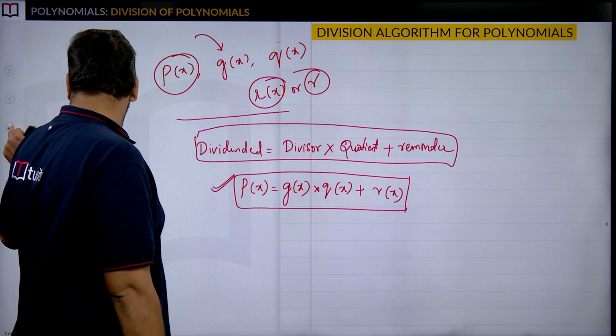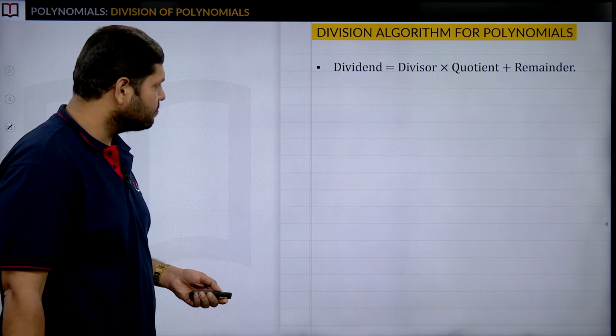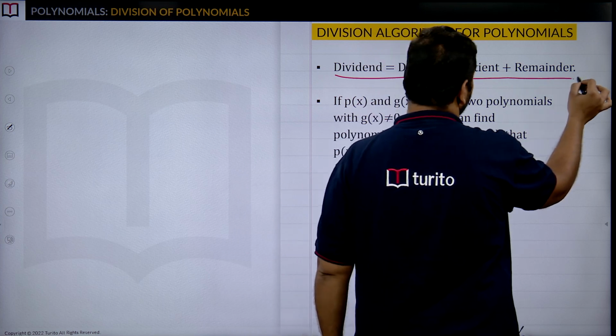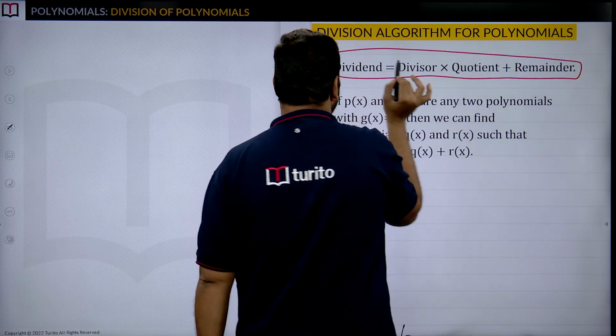Okay, now children, let us see this in polynomials. See, what I told you: dividend is divisor into quotient plus remainder.